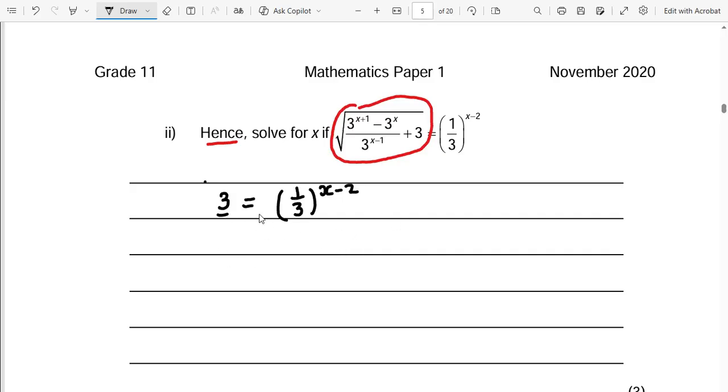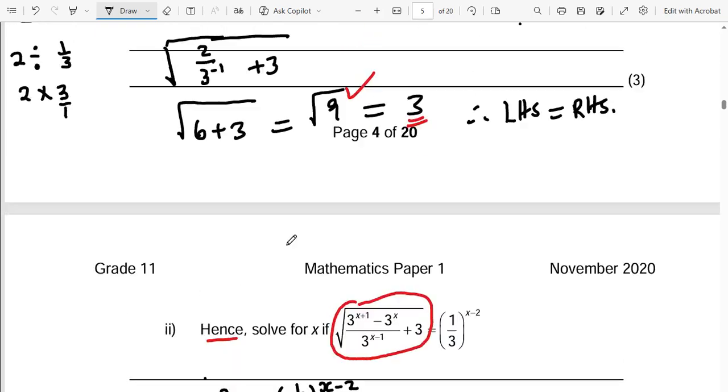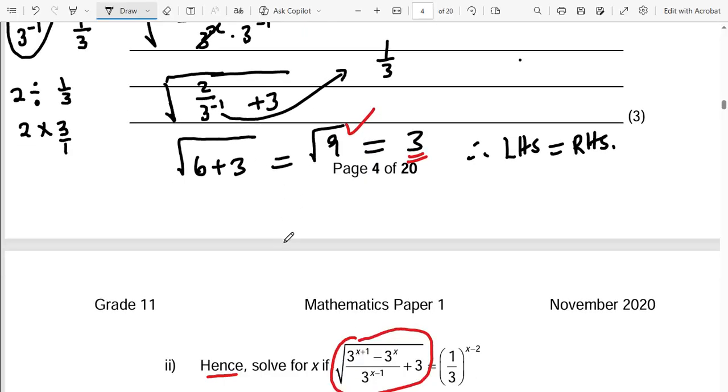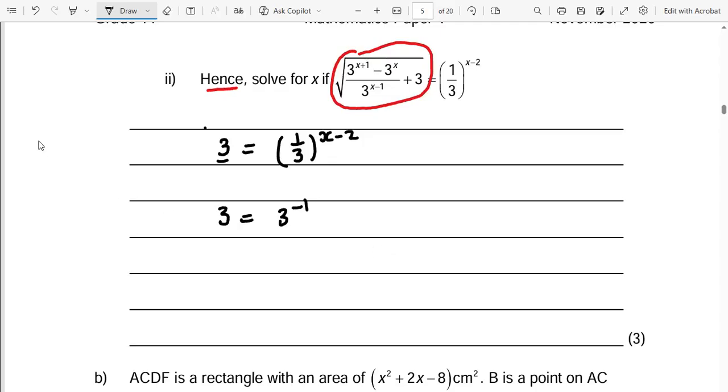So now we need the base to be the same, right? So I can write 3 is equal to 3 to the minus 1. If you still remember, we had 3 to the minus 1 here, and we wrote this as 1 over 3. So now I'm reversing that law. This is from the laws of exponents that say if we have x to the power of a negative exponent, this can be written as a positive exponent. So we take it back so that the base will be the same. So everything here is to the power x minus 2.